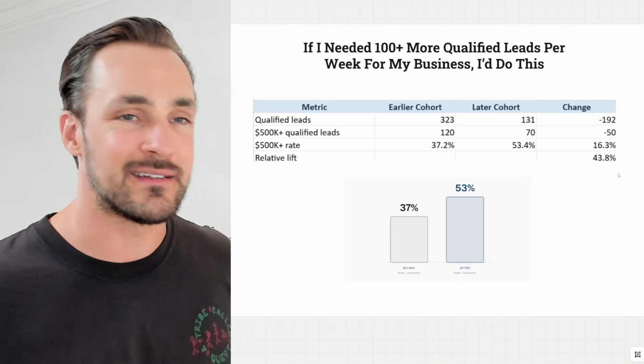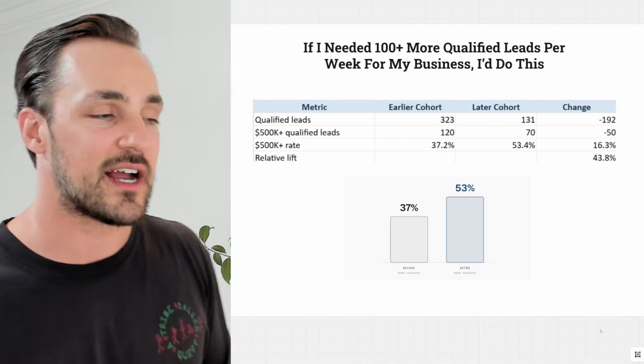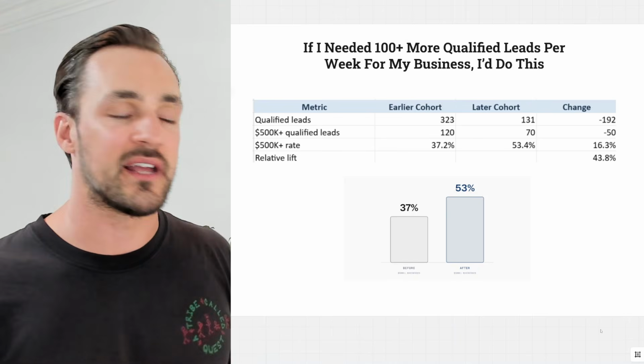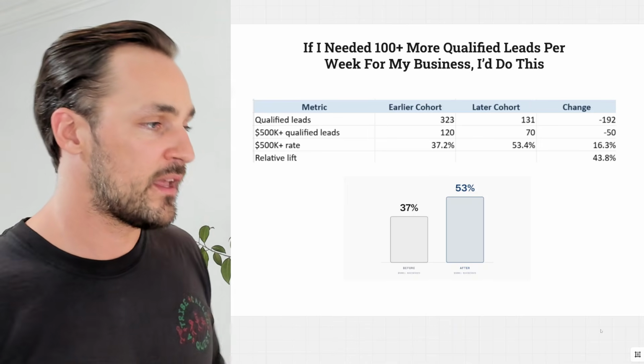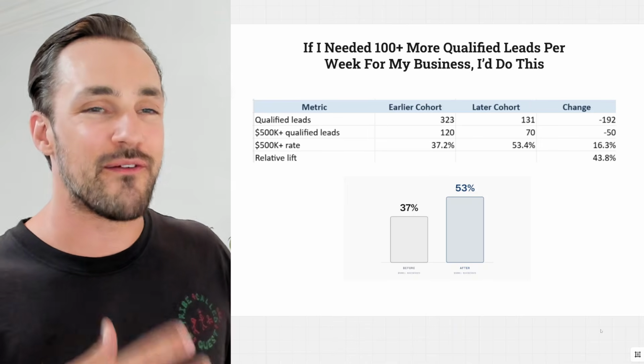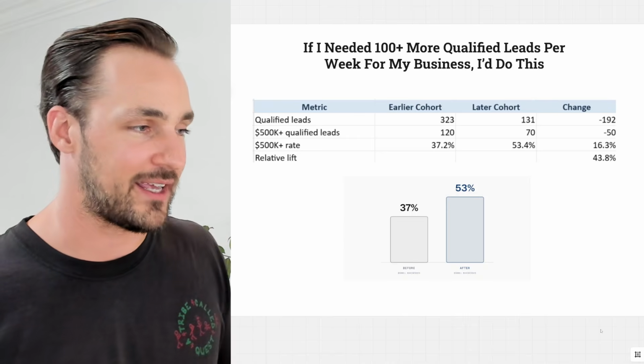Because getting leads and getting more leads is actually the easy part. The hard part is getting more of the right people to raise their hand. And that starts before you ever even open an ad account.